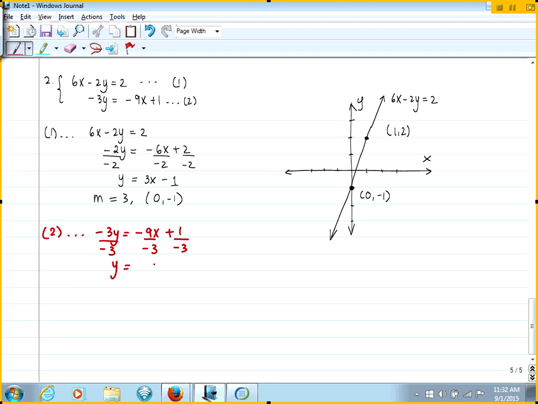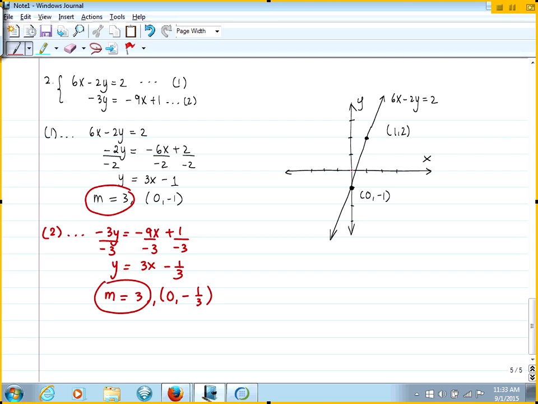Negative 3y is negative 9x plus 1. And then what? Divide by negative 3. So y is equal to 3x minus 1/3. So what is the slope? 3, and then the y-intercept? Now I want to point out something. What happens to these two slopes here? They're the same. So that's how you know the two lines are parallel.